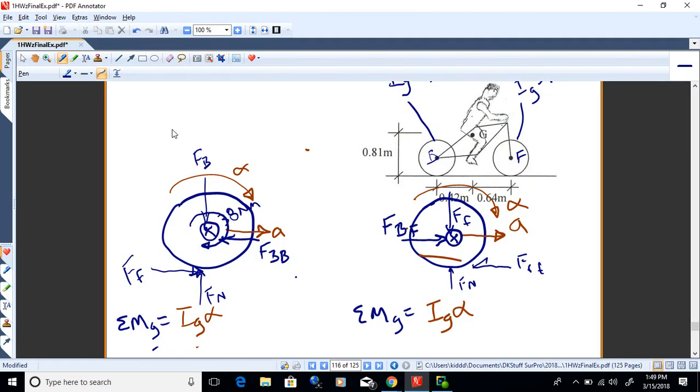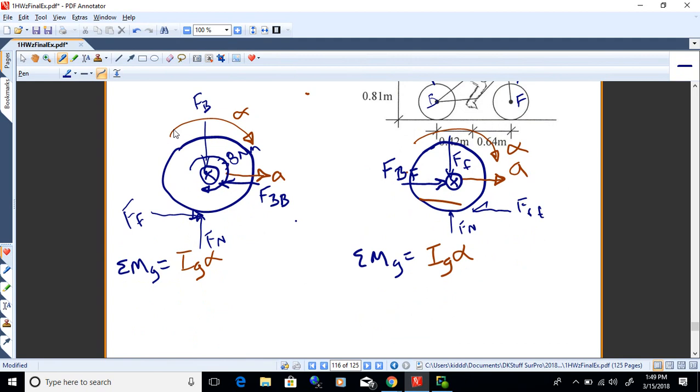Y'all want to have a look at those real quick? All right. So for the moment equation here, we'll call clockwise positive because everything's going clockwise, okay? So what do we got? We got 38 Newton meters. And then minus, what's the radius of that back wheel? Is it 0.9? 0.9 would be pretty big. 0.32? Oh, that's a good radius, okay.